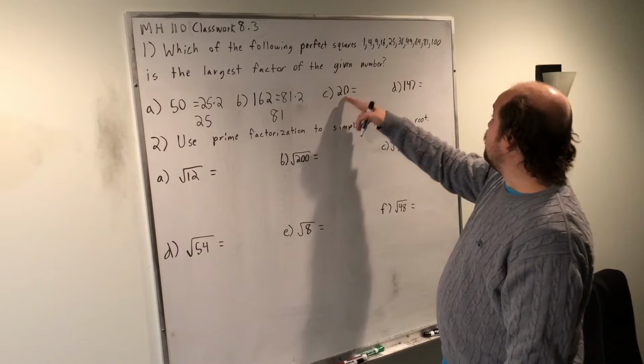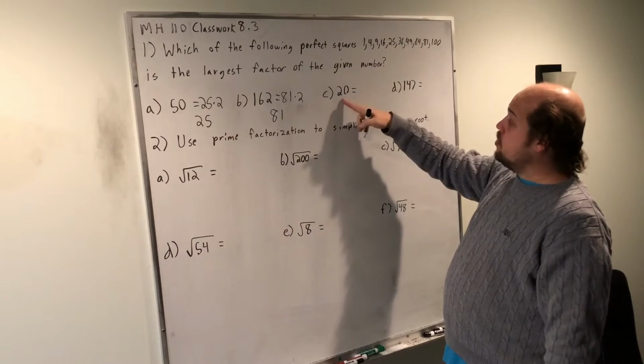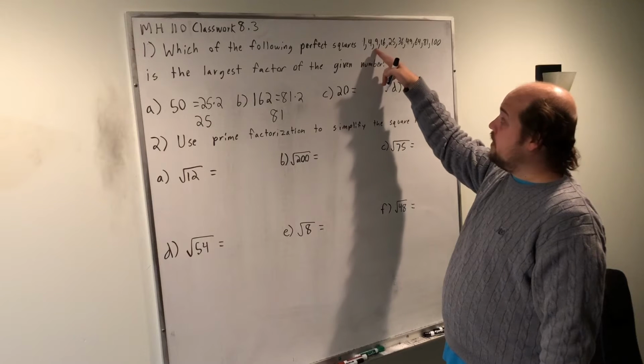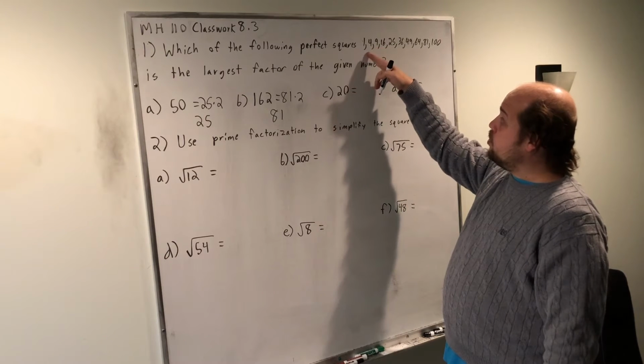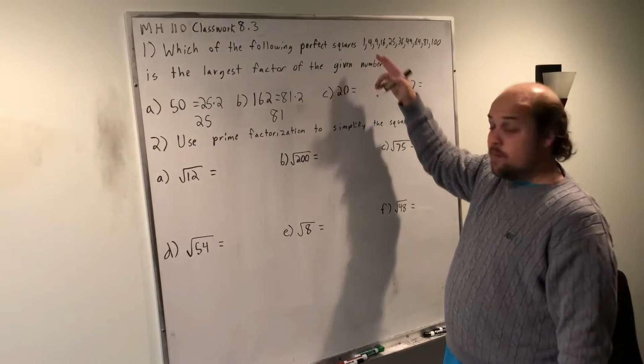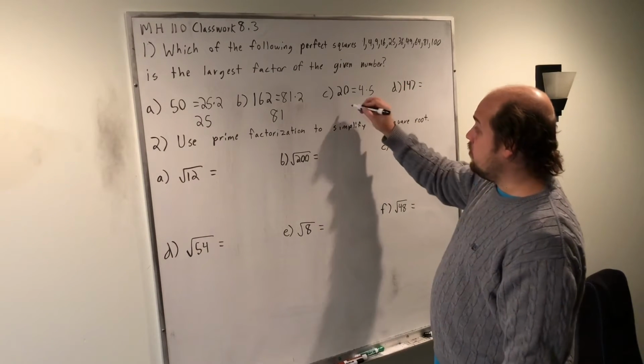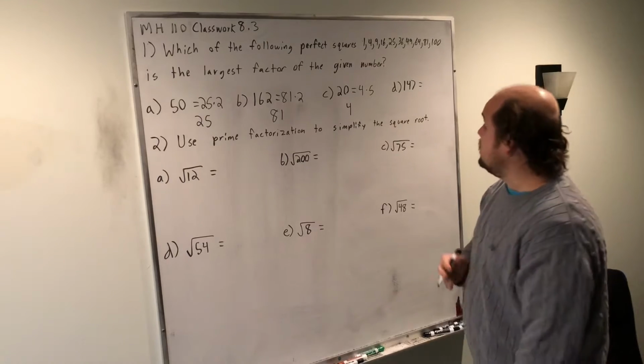If I'm looking at 20, I start here at 16. 20 divided by 16 is not a whole number. 20 divided by 9 is not a whole number. 20 divided by 4 is the whole number 5. So this would become 4 times 5, meaning the largest perfect square that goes in is 4.